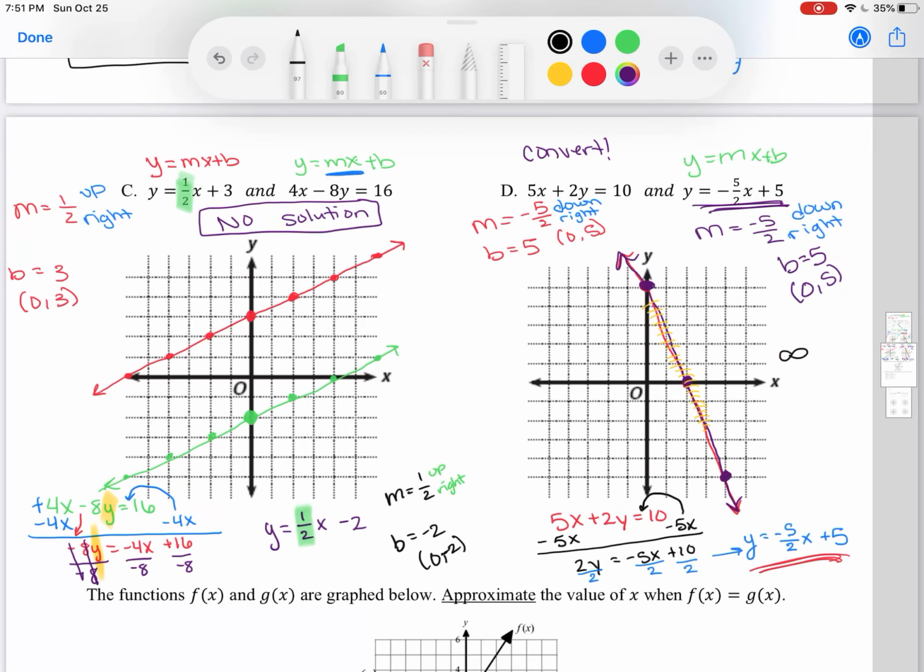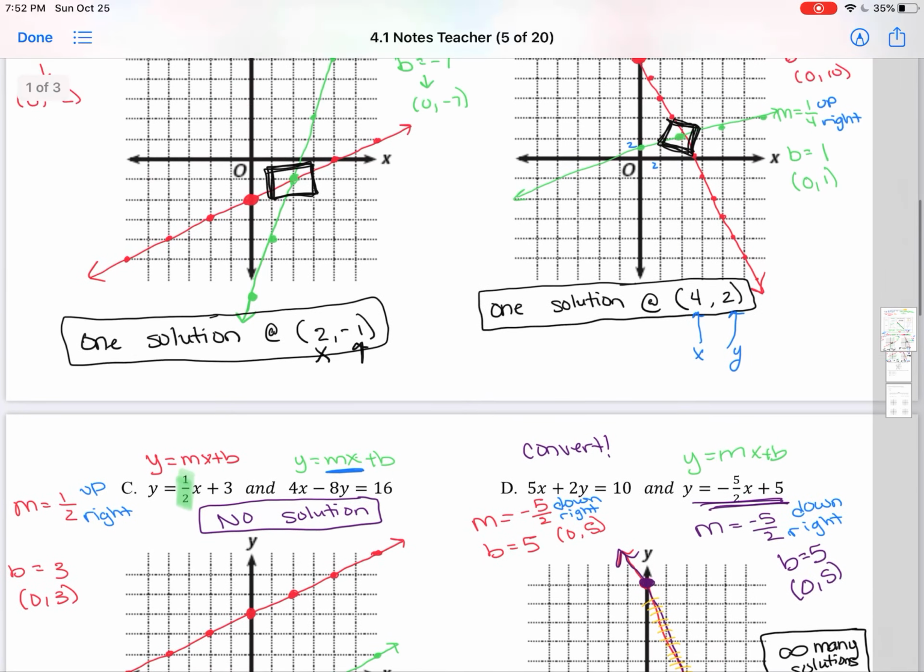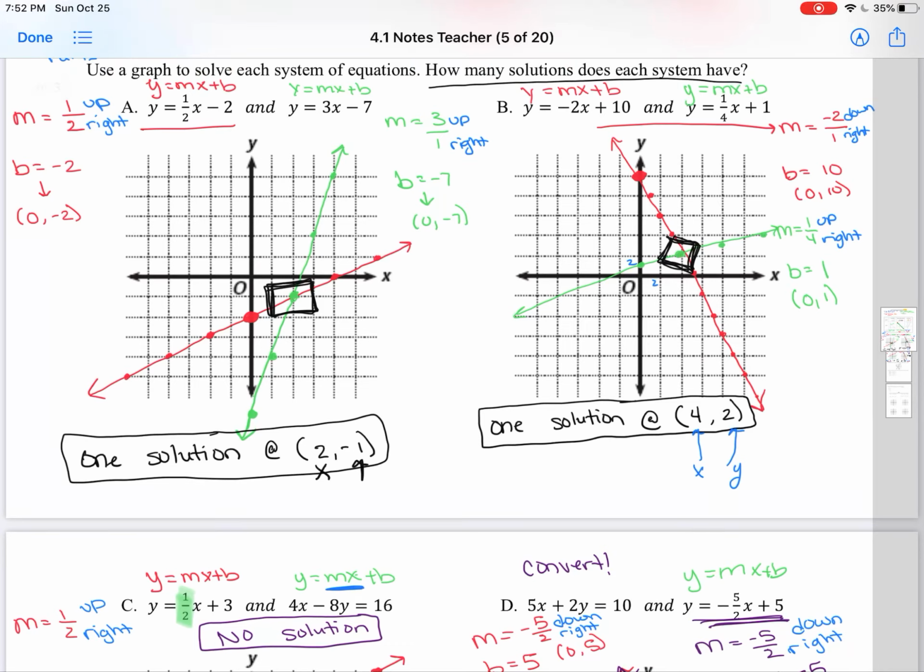So if I asked you how many solutions these had with one another, I know that they are constantly crossing each other every single time along this line. Therefore, I have infinitely many solutions. There are so many times that these two lines are crossing one another that I can't even keep count. There are so many that we're going to call it infinitely many.